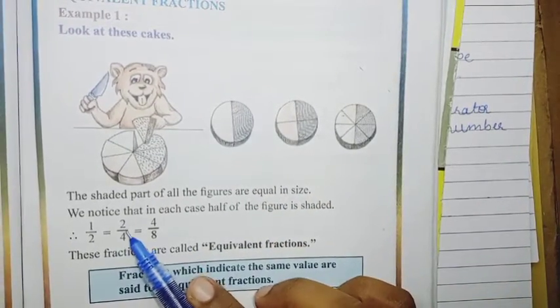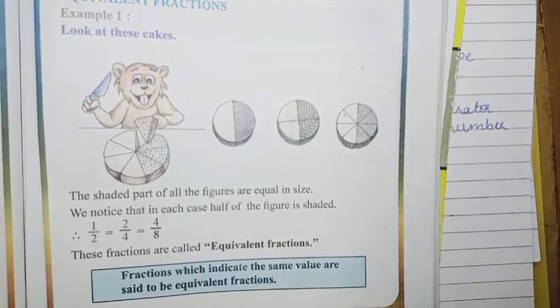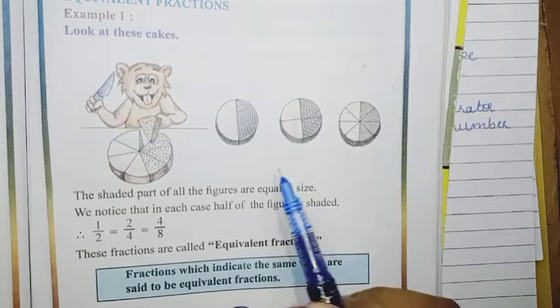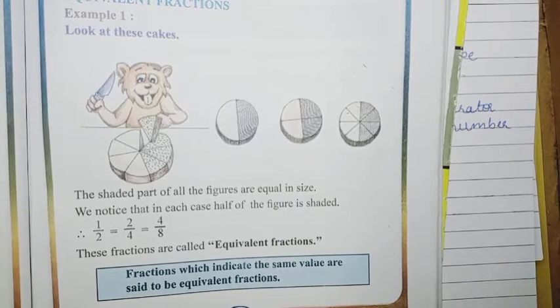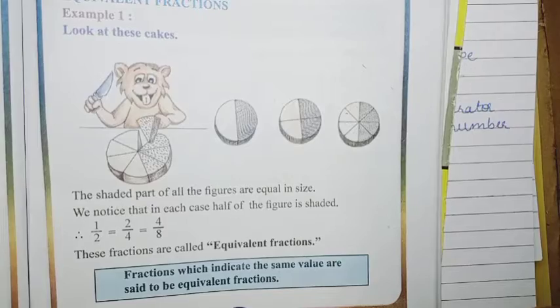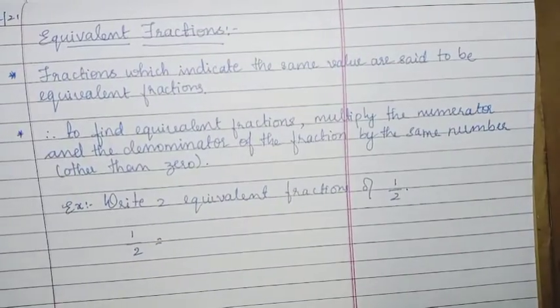That's why we can say that 1 by 2 is equal to 2 by 4 is equal to 4 by 8. Right, children? So they all indicate the same value. I'm getting half of the cake only, but they're representing it in fraction form in different ways. These are called equivalent fractions. Okay. So how to find equivalent fractions?